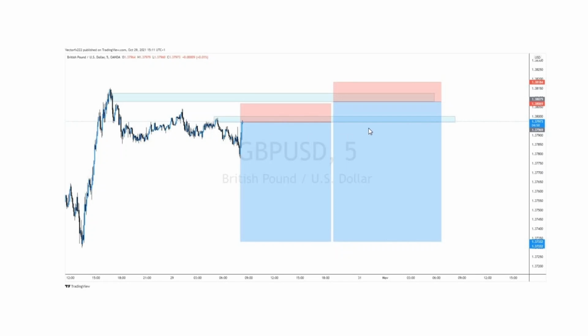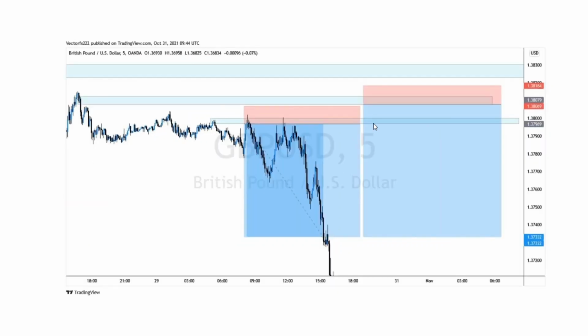So I took my entry from this second zone on the 5 minute time frame. I risked very, very little, and then it was a beautiful trade. Price reacted nicely to that zone, came down, broke this low, pulled back again into the zone, and then came all the way down. Properly executed. This trade was discussed in the community channel on Telegram.